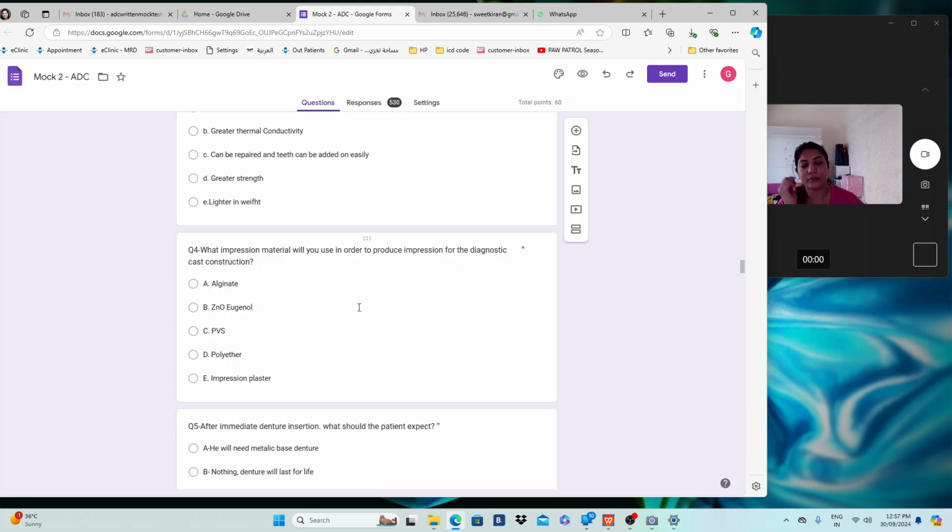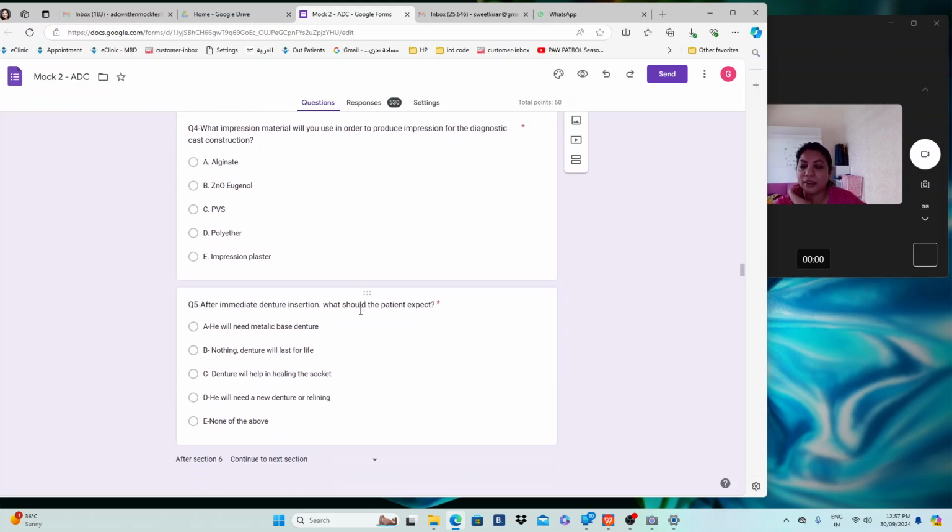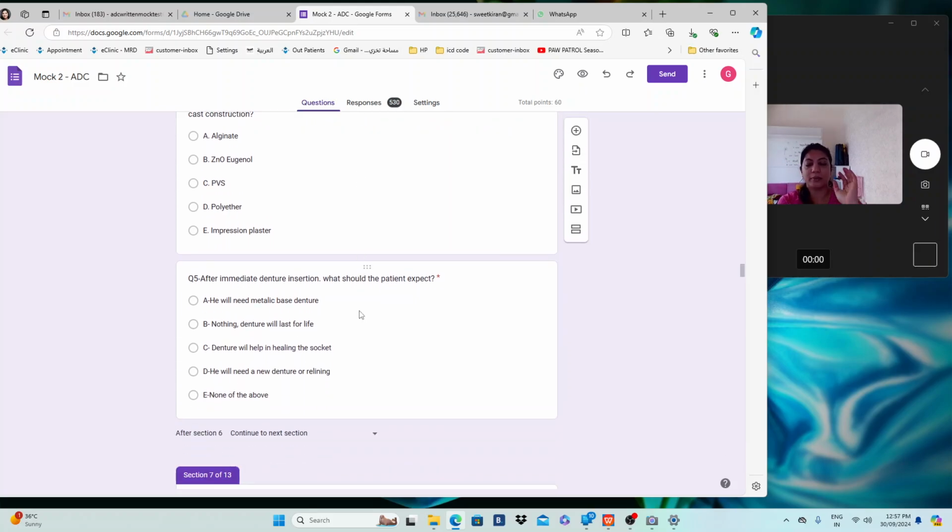Now, after immediate denture insertion, what would the patient expect? He will need a metallic based denture. Nothing. Denture will last for life. No, it's an immediate denture. Denture will help in healing the socket, to a certain extent, okay. He will need a new denture or relining for sure. None of the above. It's option D.